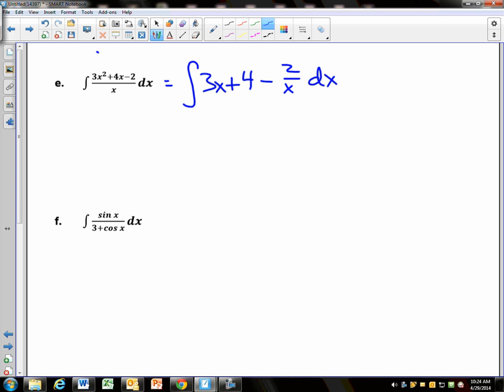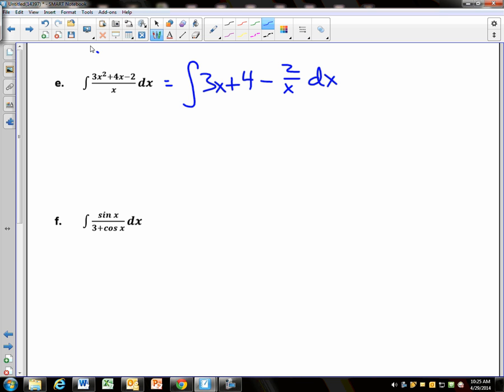Because when you used to look at 2 over x, you used to write it as 2x to the negative 1. And what you would do is you're like, okay, let's increase that by 1 and then divide it by that exponent. So you get x to the 0 over 0. You're like, oh no, what do I do? Well, now we know that the antiderivative of 2 over x is simply 2 times the natural log of x, right? So we haven't been able to do it before. Now we can. Let's do it nice and quick.